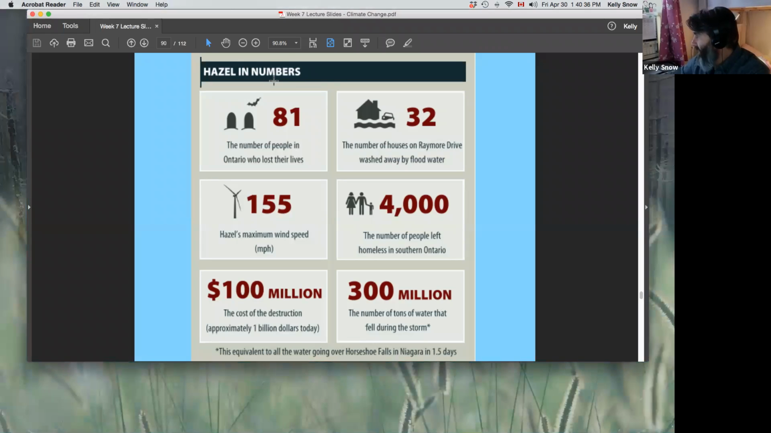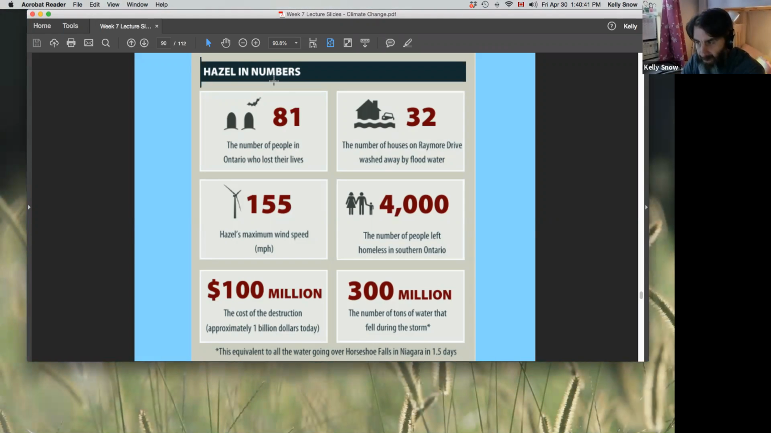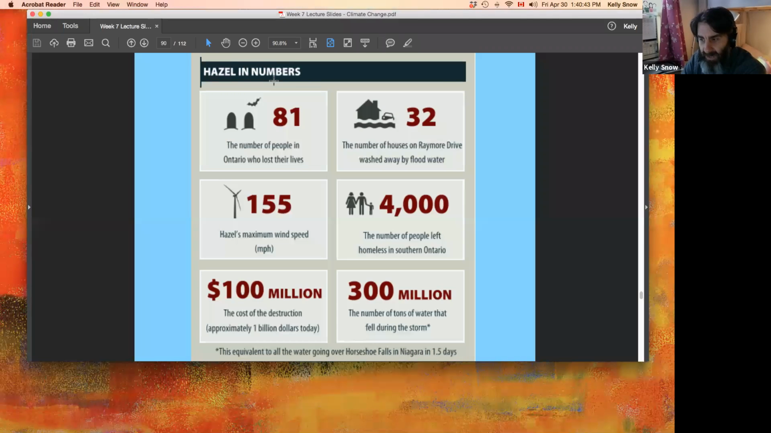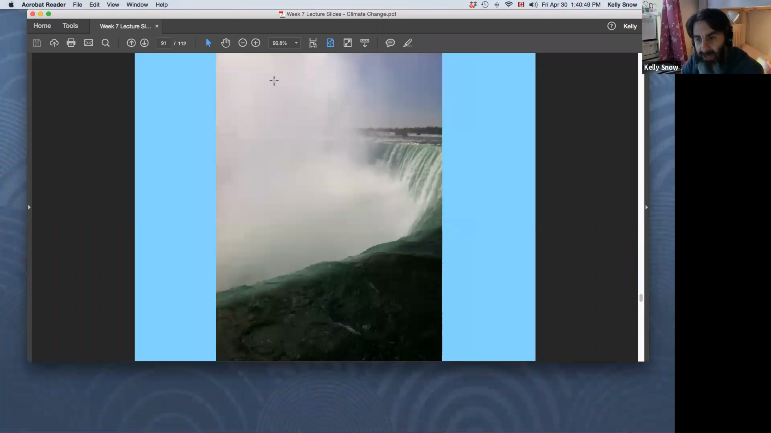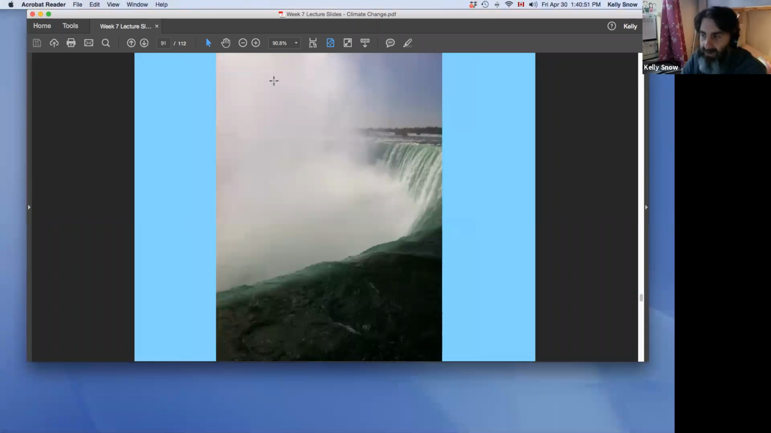And just to put it into perspective a little bit, it says 300 million tons of water fell during that storm. And that's equivalent to all of the water going over Horseshoe Falls here in 1.5 days. So I know you've all seen Niagara Falls, and it's actually a little mind-blowing how much water keeps continually flowing over those waterfalls.